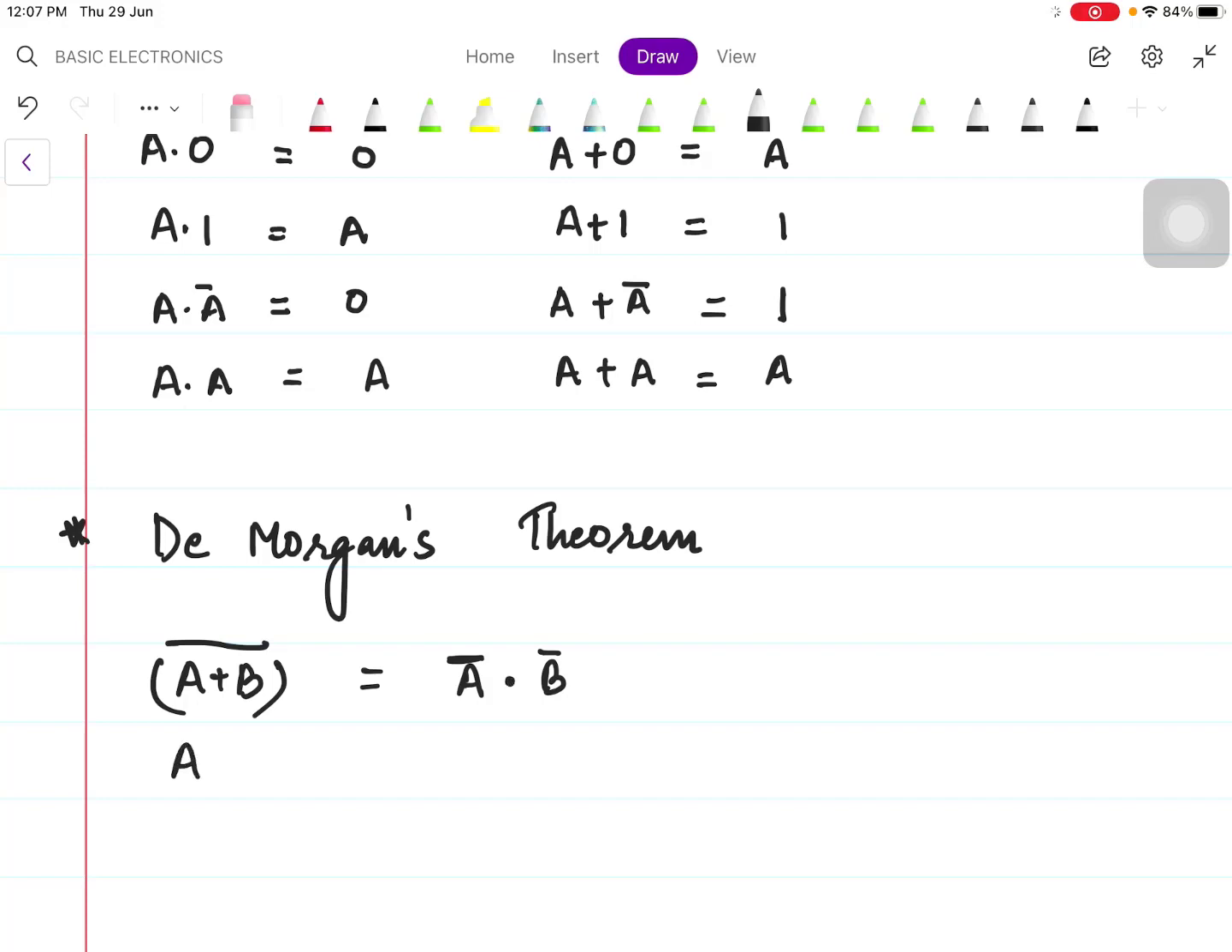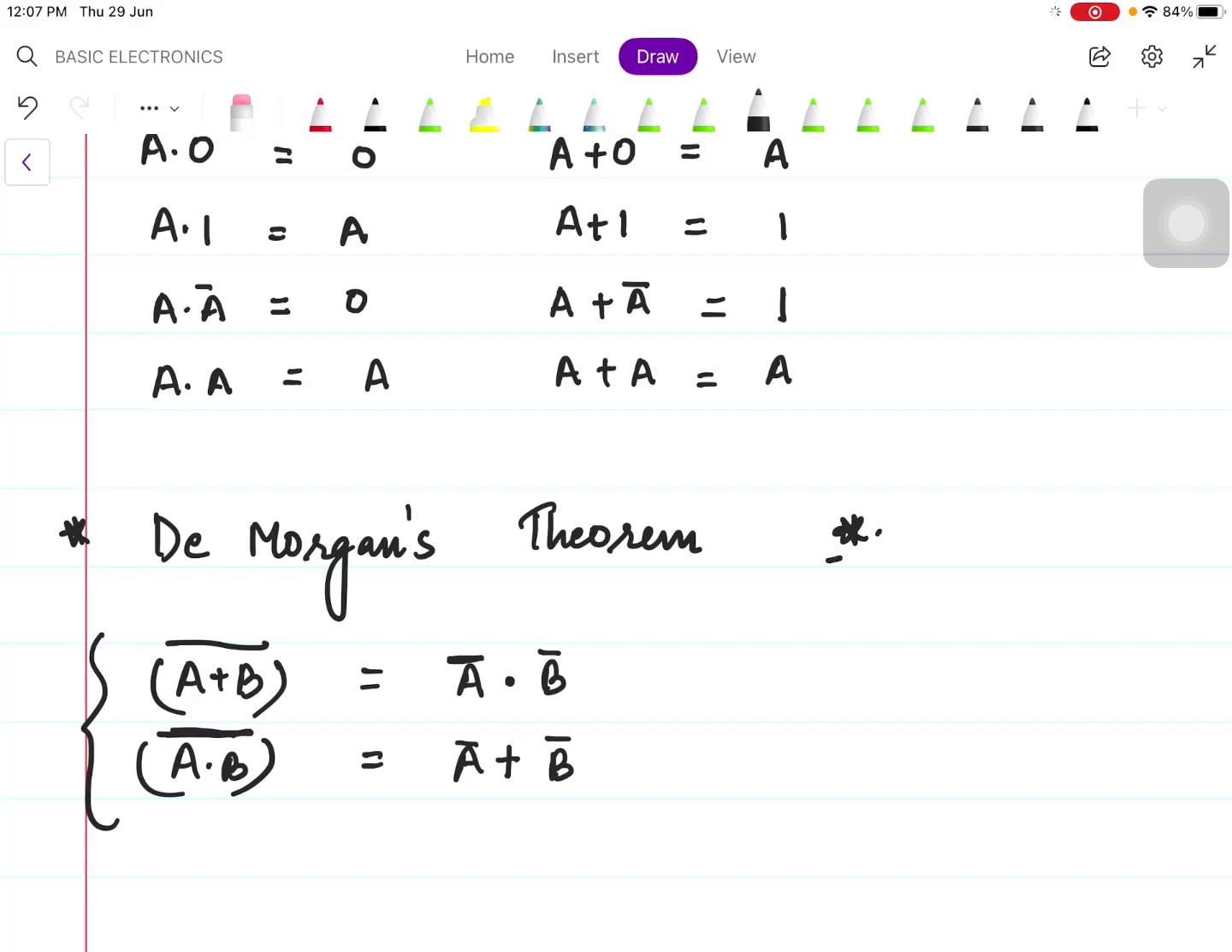And similarly, if you encounter an expression with a product sign and a complement over the complete expression, again you can break it into individual variables with the complements, and the sign will get reversed. So very simple and important, De Morgan's theorem.